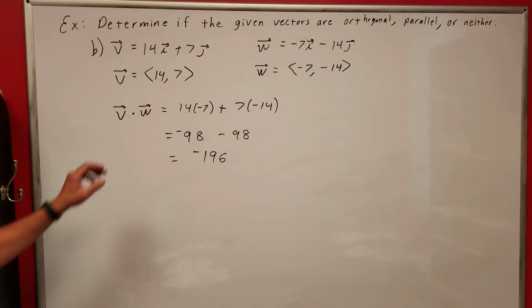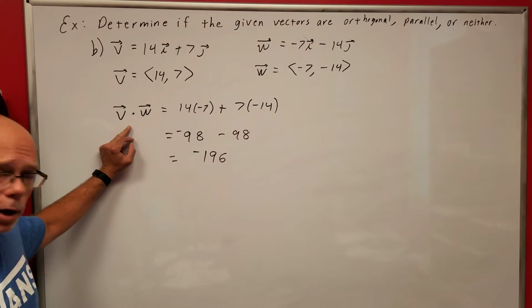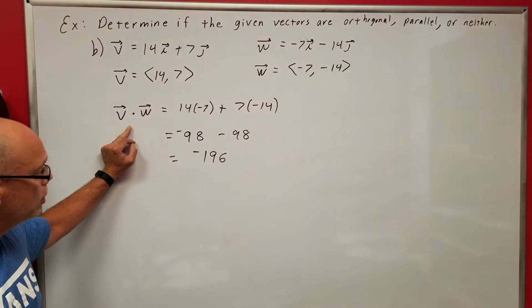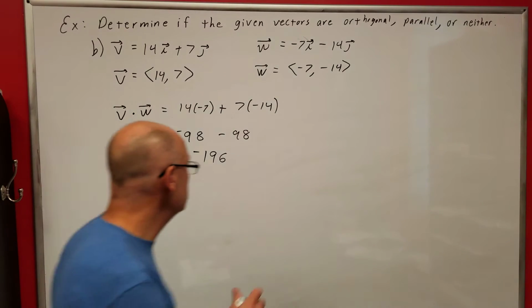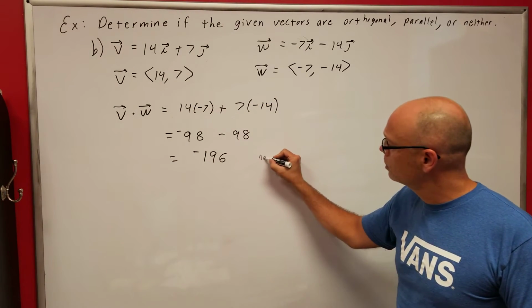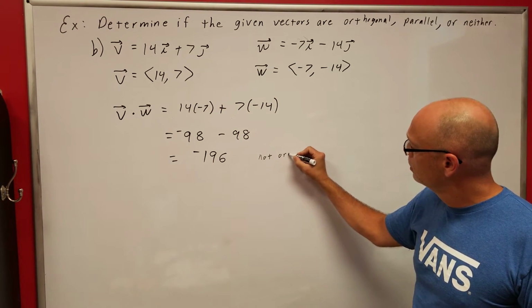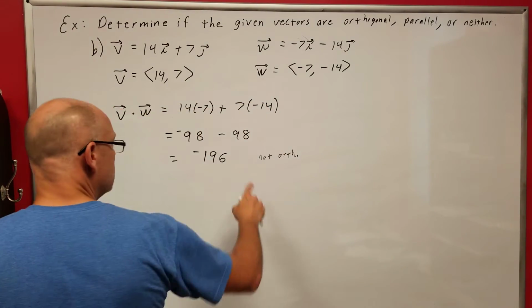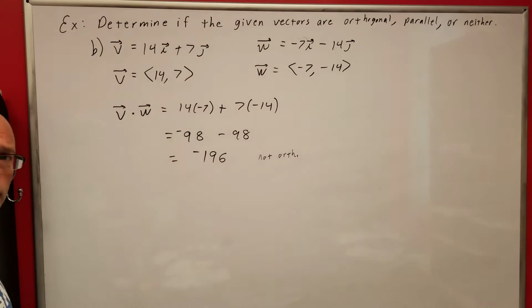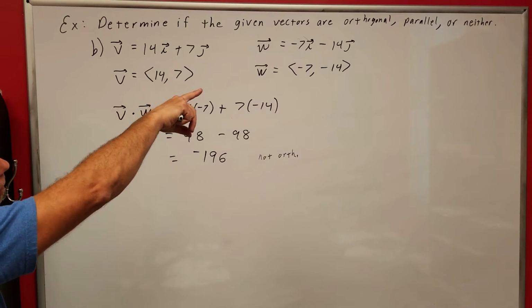All right, so I took the dot product. If the dot product was 0, they'd be orthogonal, right? Was my dot product 0? Not hardly. So what could I say right here? I could say they're not orthogonal. Now you don't have to write that part. I just do it for my own personal notes. So they're not orthogonal.